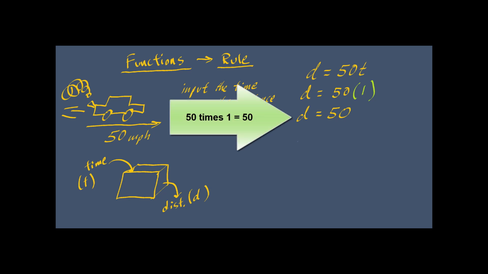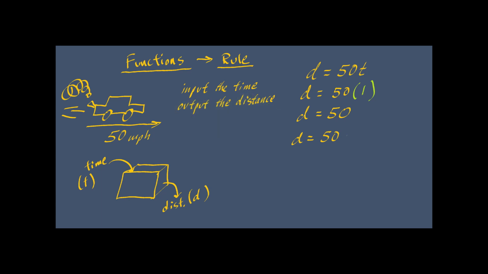Okay, or I could input a 2 for time. So I simply substitute 2 for the letter t, because remember, t is just a place. It's a place to put a specific number. And then we have d equals 50 times 2, or 100 miles. And of course, you could probably do that in your head without having to write a formula out, but I'm just doing this to illustrate.